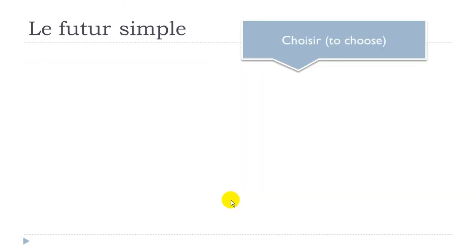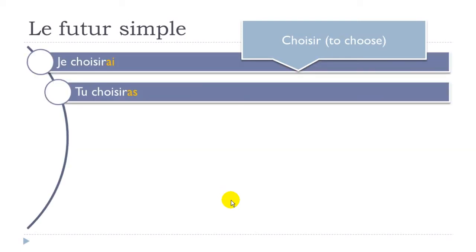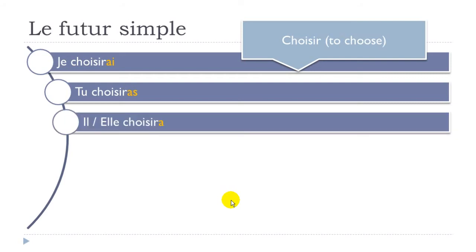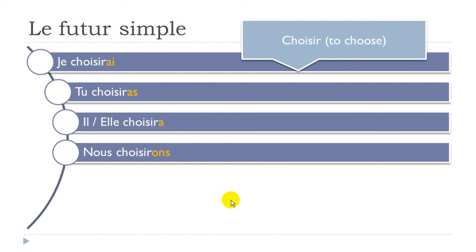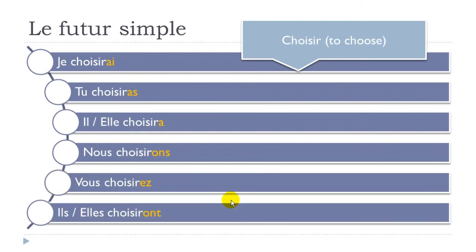Let's see now. Choisir, to choose. Second group of verbs. Je choisirai. Tu choisiras. Il choisira. Elle choisira. Nous choisirons. Vous choisirez. Ils choisiront. Elles choisiront. Same thing. Remember, just keep the infinitive form, the basic form, and just put your endings at the end. E, a, a, on, e, on.